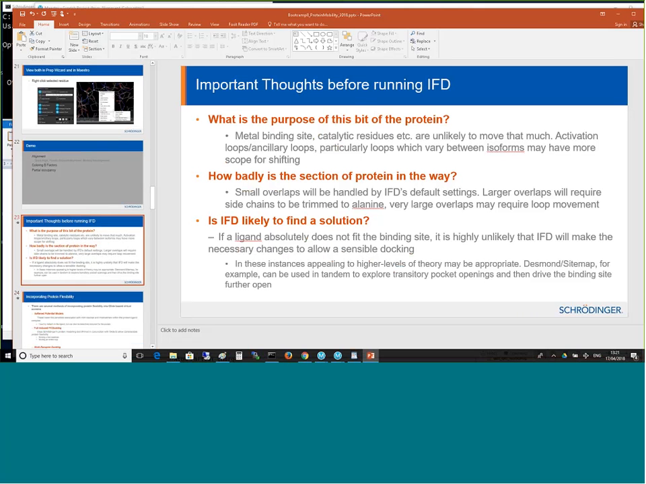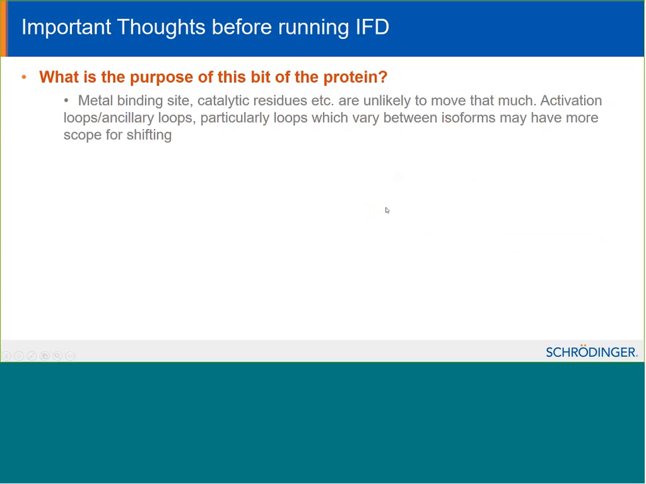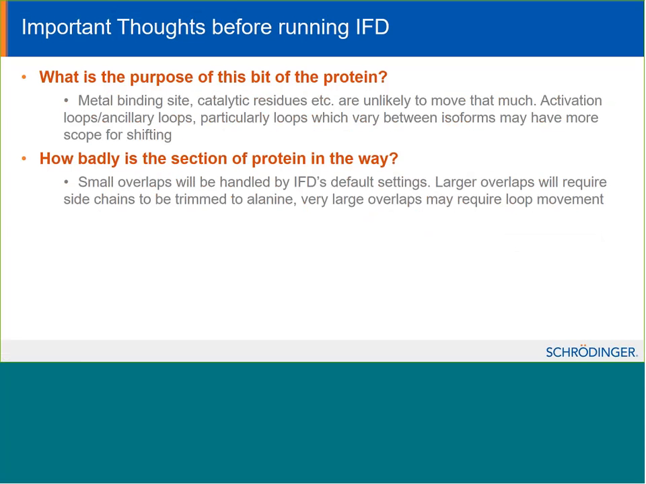So to press on, you have to consider important things before running induced fit docking. What's the purpose of the part of the protein around my active site? Am I looking at the metal binding site or catalytic residues, which actually are unlikely to move that much? So if you have key hydrogen bonds to those areas, it's a good idea that they probably stay where they are. But things like activation loops and ancillary loops, or loops in general that vary between isoforms, they have a lot of scope for actually moving around in induced fit.